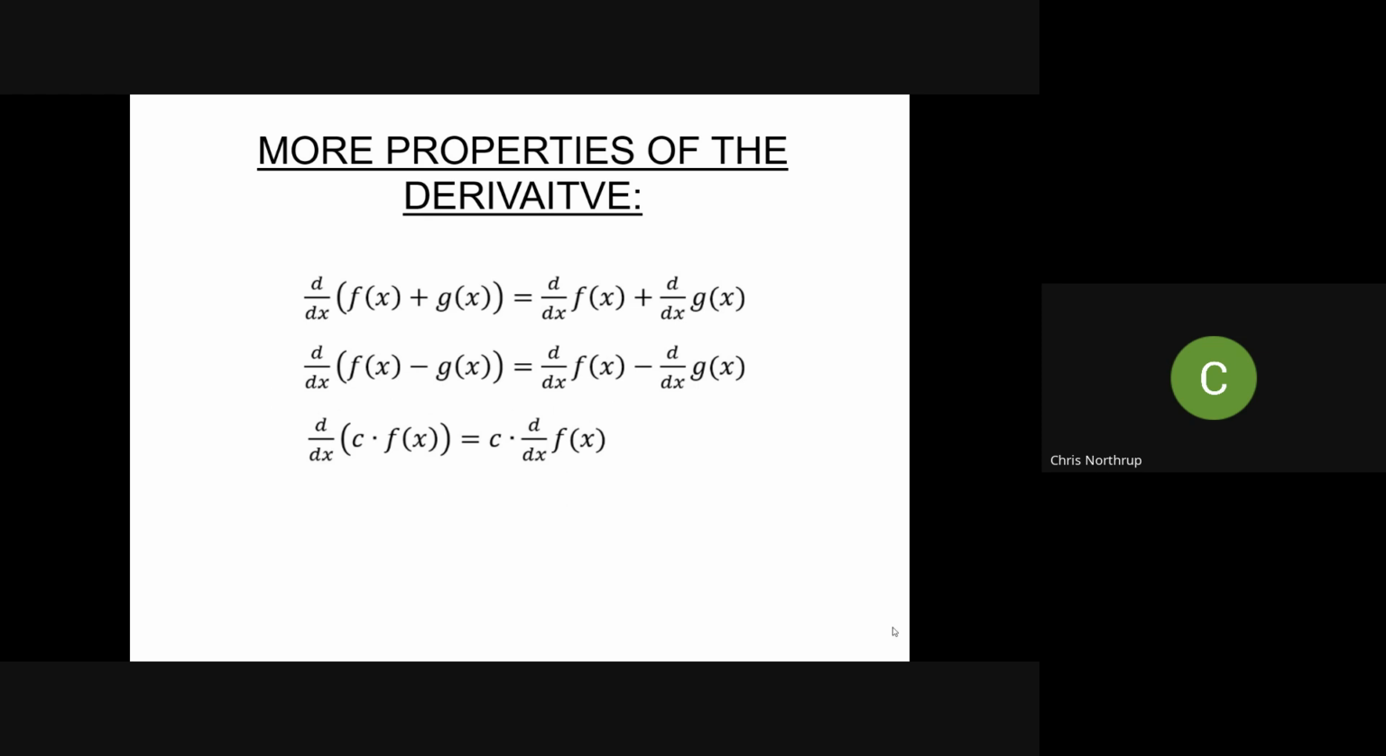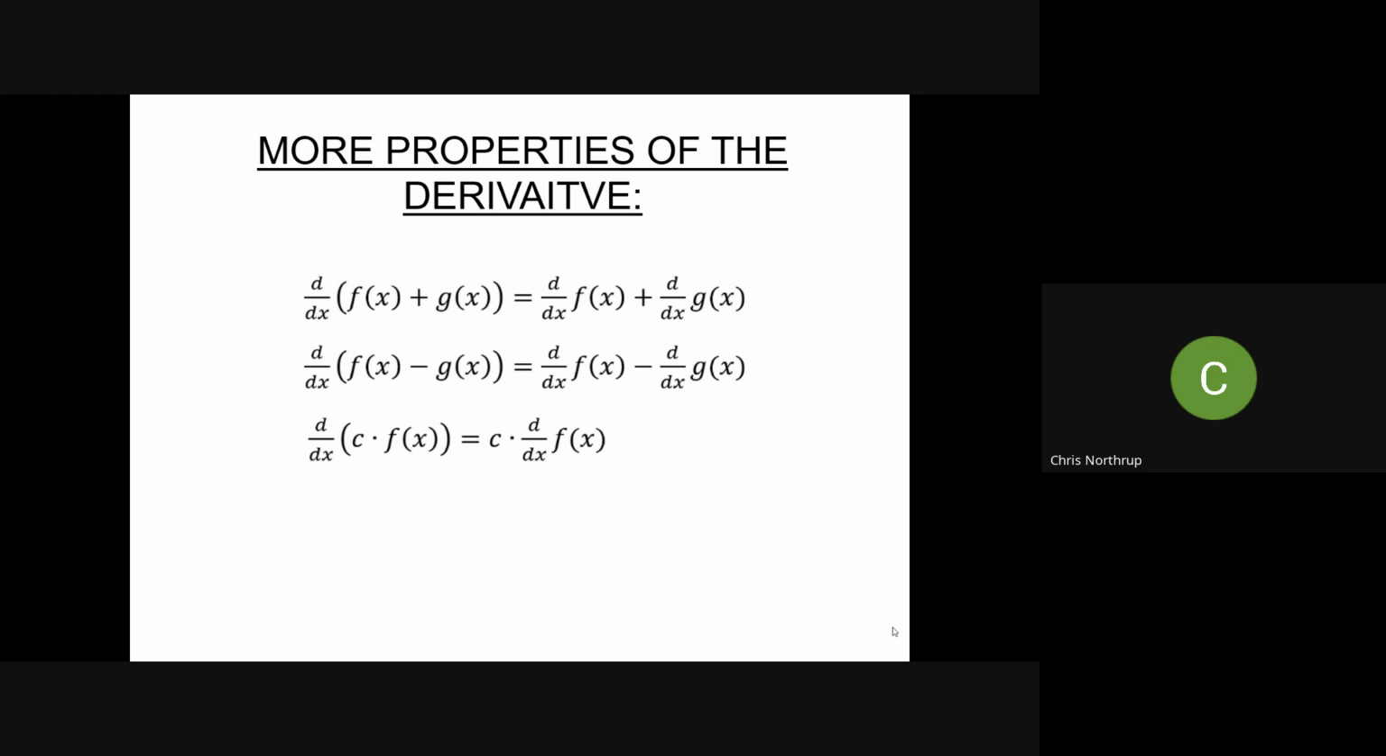So these first three properties basically tell us the same thing that limit properties tell us. If I have two functions adding or subtracting, or if I have a constant times a function, I can just perform the derivative of each term, term by term. Or for that matter, with a constant, I can factor that constant out, perform the derivative, and then multiply it back in afterwards.